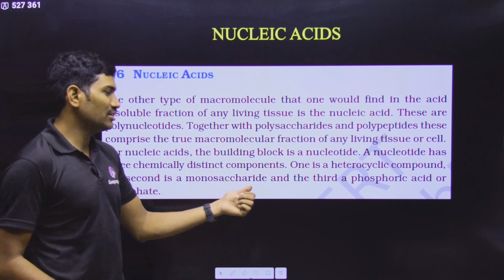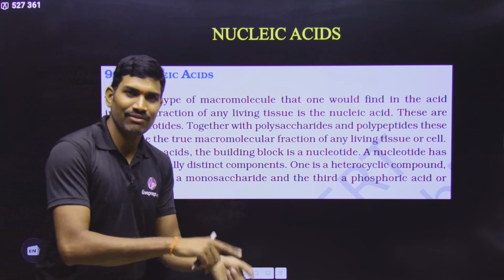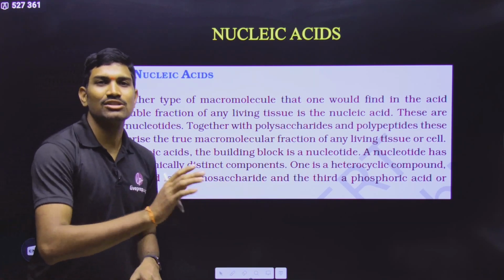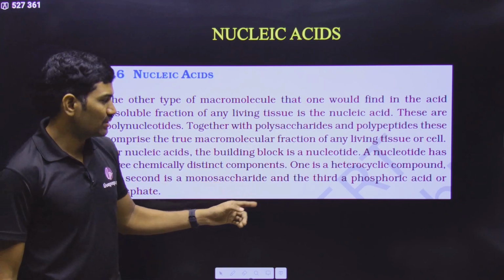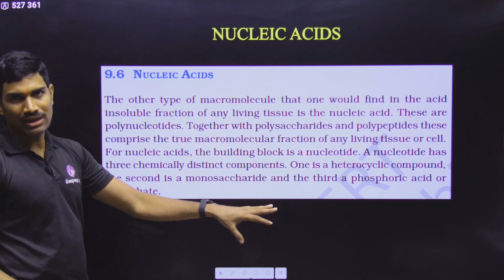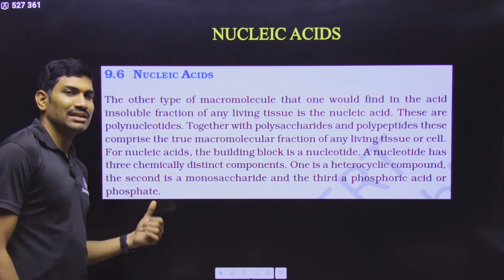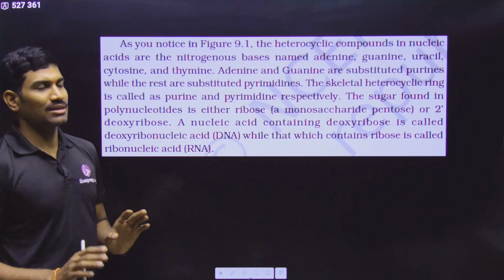Next one, and the second one is monosaccharide. What is this monosaccharide? Ribose in the case of RNA, deoxyribose in the case of DNA is present. Pentose sugar, 5 carbon containing sugar is present. And the third one is the phosphoric acid. You can write it like this or else you can write it as a phosphate, whatever it is. So these are the 3 components that are present. Next one.